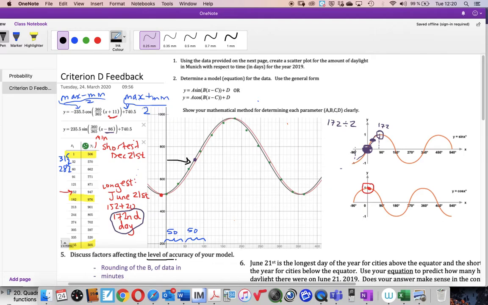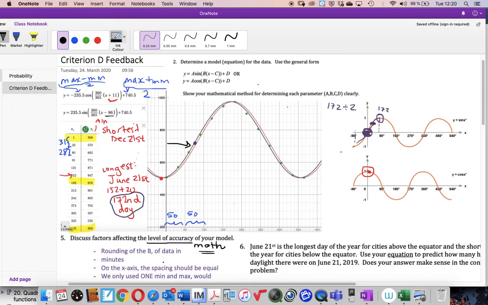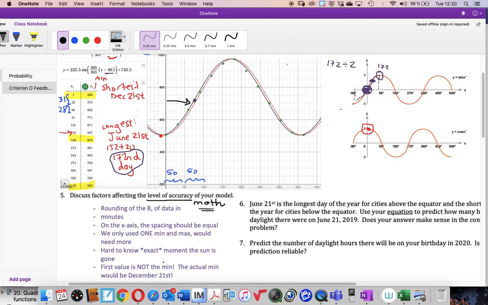When they're asking you to discuss accuracy, they're talking in terms of what are the mathematical problems with your model, okay? So saying generic things like global warming does not bring anything to your task, and you are expected to be more specific. So look at your data, okay? What could be throwing us off here?